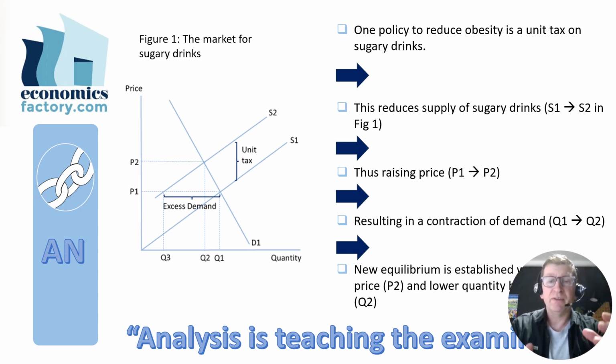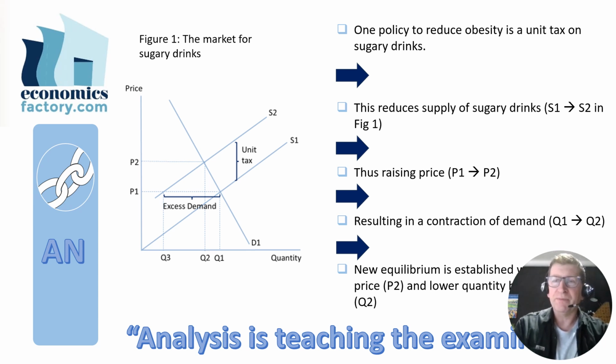Okay, so in this case, we've got an excess demand, and this is going to raise the price. It's going to force the price up from P1 to P2. Now think about how that affects consumers of sugary drinks. Okay, because the price has gone up, they may now substitute towards alternatives which are relatively cheaper. So they may substitute towards bottled water, for example. So that can go in as a link in the chain, and this results in a contraction of demand.